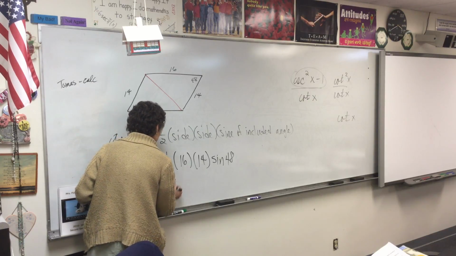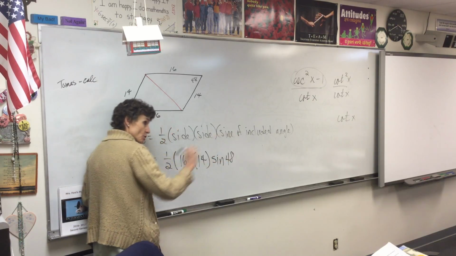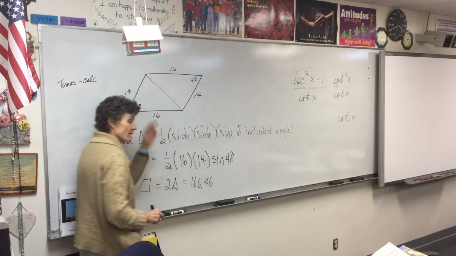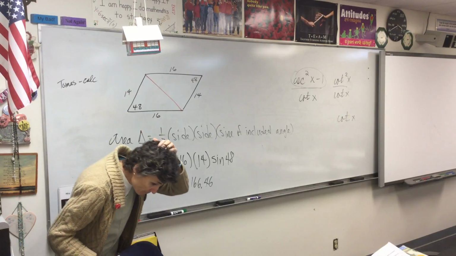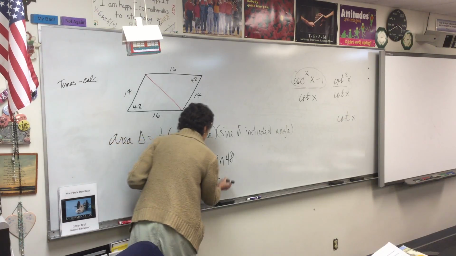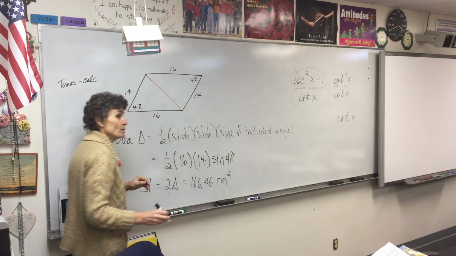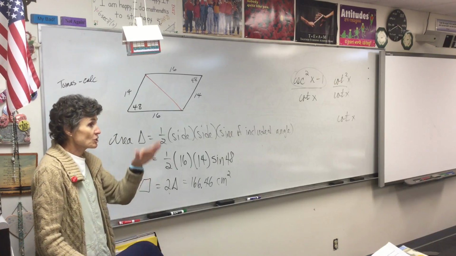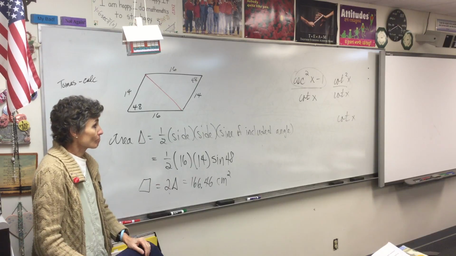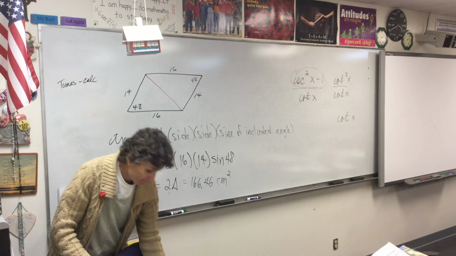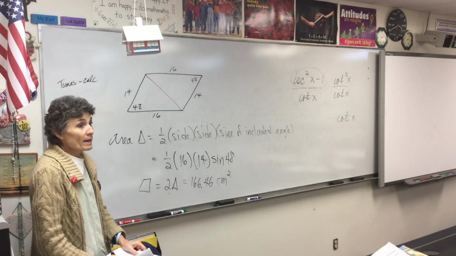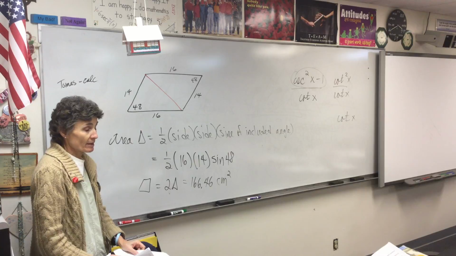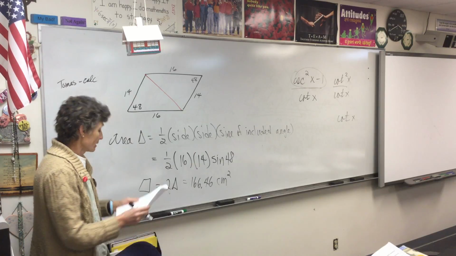The parallelogram is 2 triangles. So what is it? 166.46. 166.46 is, and that would be square centimeters, is what Ethan says. What do you think about that? Is he right? No issues? Everybody's good? Okay. 1/2 side sine. That's one way we have of finding area of triangles.